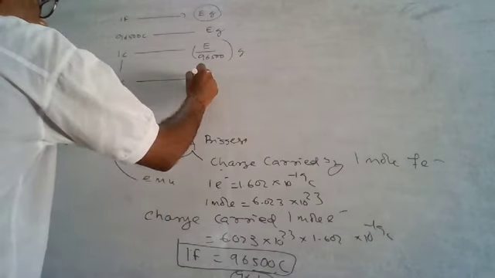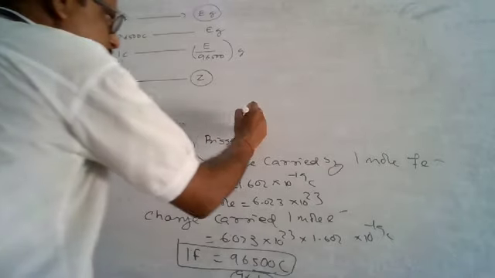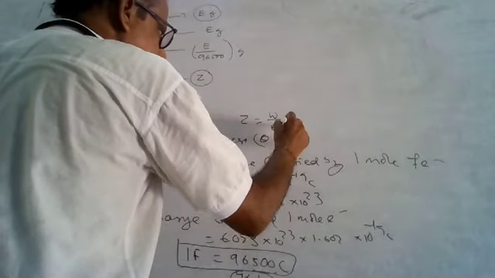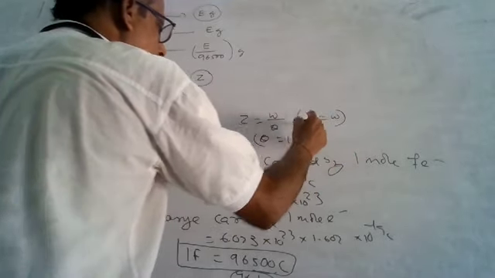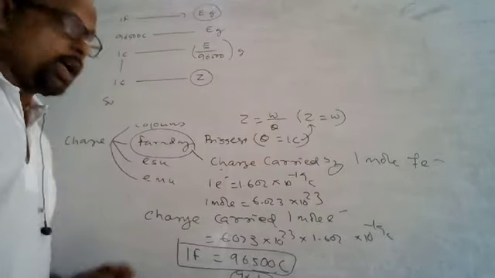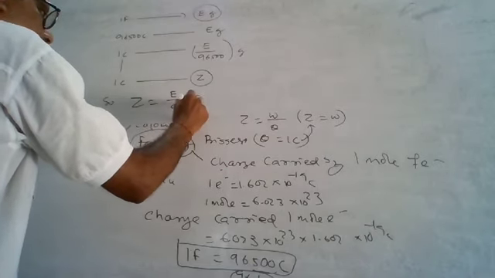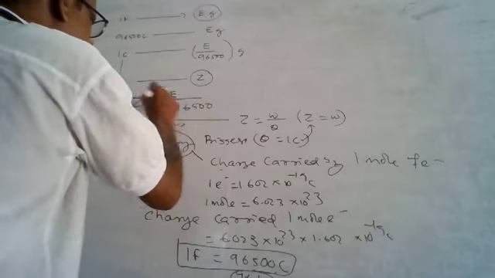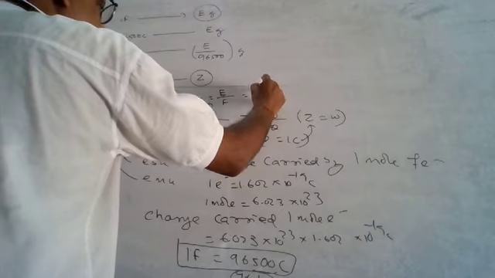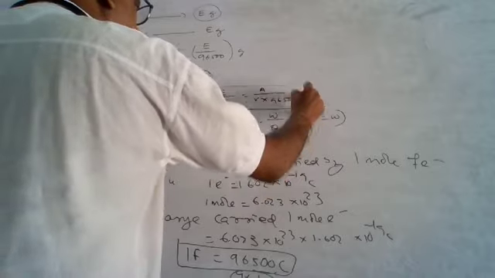Now we have covered when 1 coulomb is passing through the electrolytic solution, W is equal to Z. Z is equal to W by Q, and when Q is equal to 1 coulomb, Z is equal to W. So Z is equal to E by 96500, or E by F, where E is the atomic mass by valency. This is the formula to calculate Z.